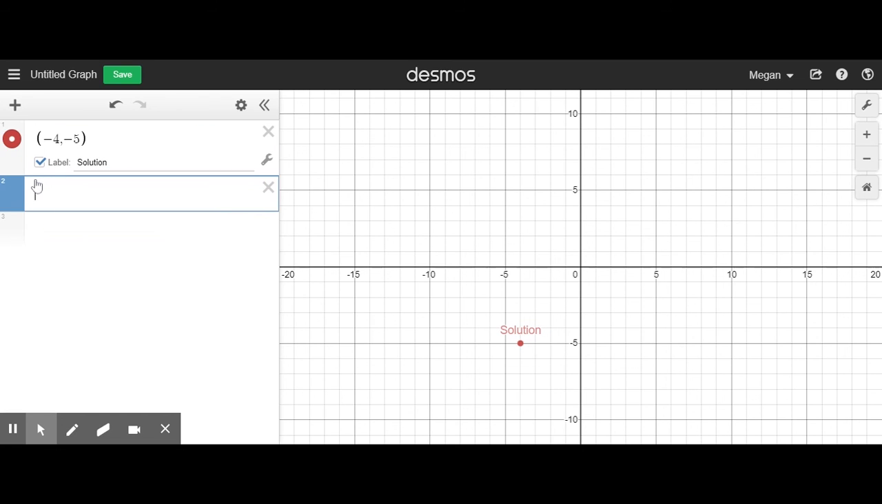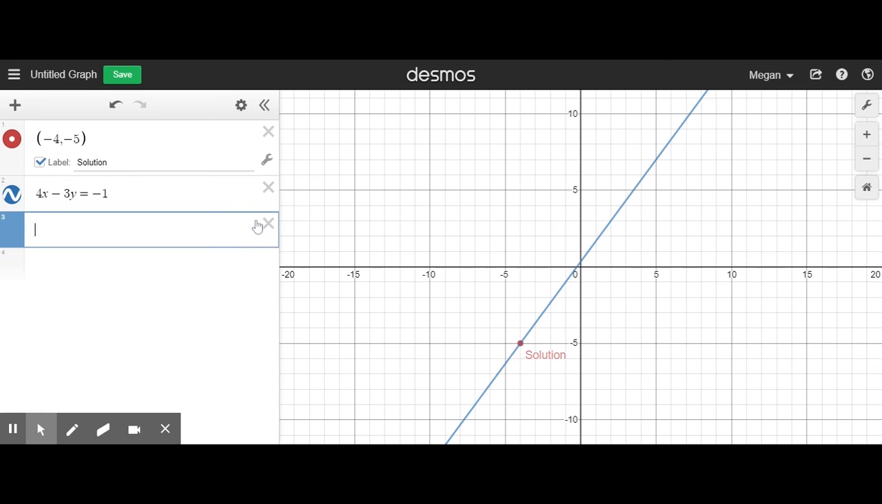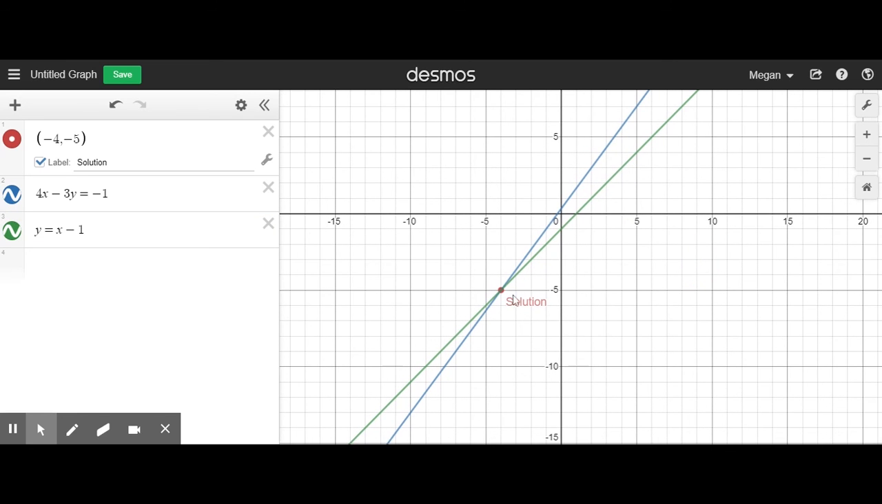Let me type in our equations. So let's see, 4x minus 3y equals negative 1. And y equals x minus 1. And you can see, like we thought, this is where our lines cross. So this is a good way to check if you got your substitution correct.